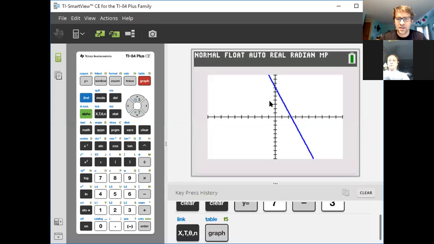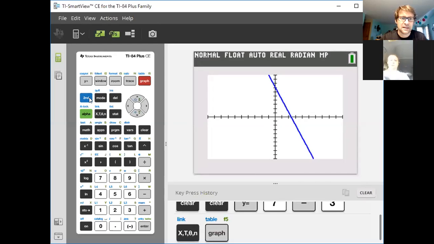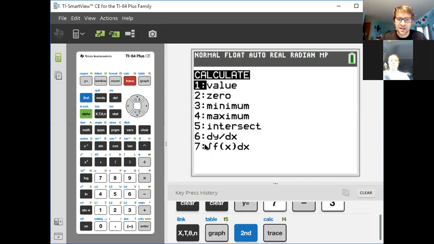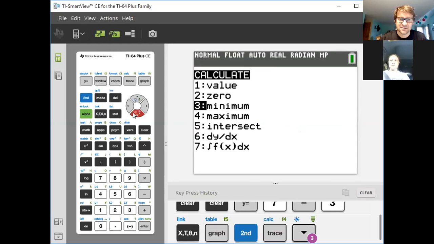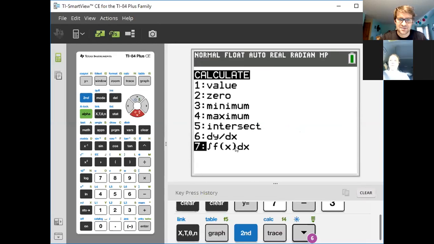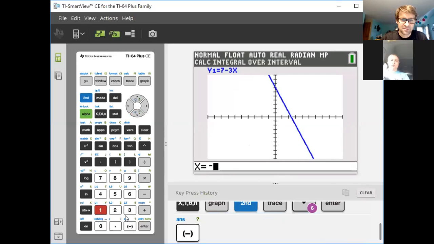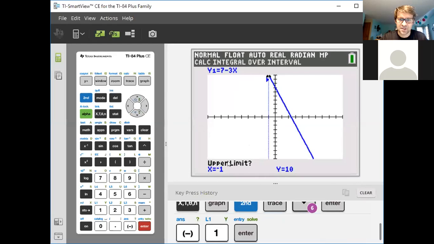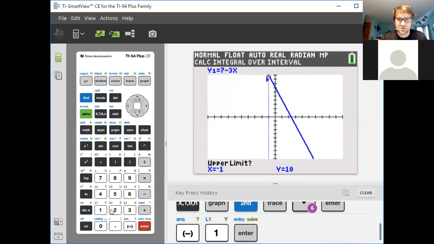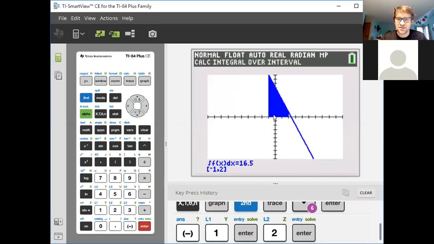Remember, the integral is the area underneath the curve, so I can do second calc, and you can see choice 7 is that little integral sign, and I can press enter. It asks us for a lower limit, so we type in our lower number, -1, and then it asks for the upper limit. We'll type in 2 and press enter. It shades, and it tells us right here the integral equals 16.5. And that's all we've got to do.